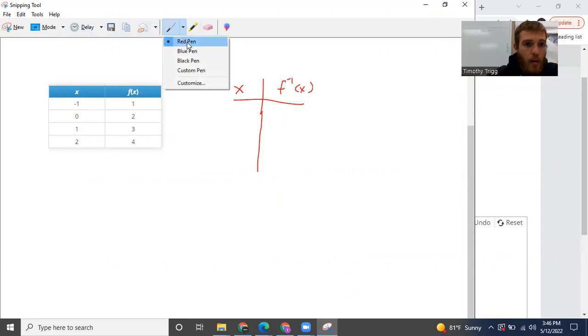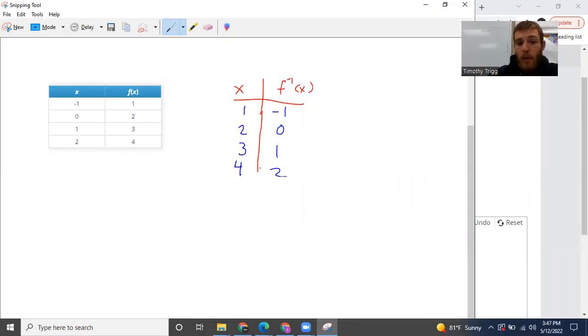So in this case, instead of negative 1, 1, we're going to put 1, negative 1. Instead of 0, 2, we're going to put 2, 0. Instead of 1, 3, we're going to do 3, 1. Instead of 2, 4, we're going to do 4, 2. Then we're going to graph these points. So 1, negative 1, 2, 0, 3, 1, and 4, 2.